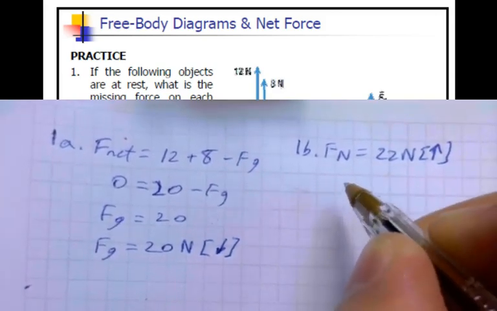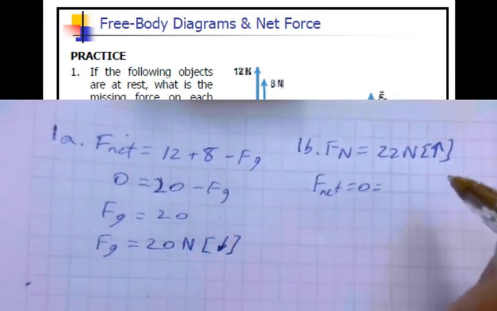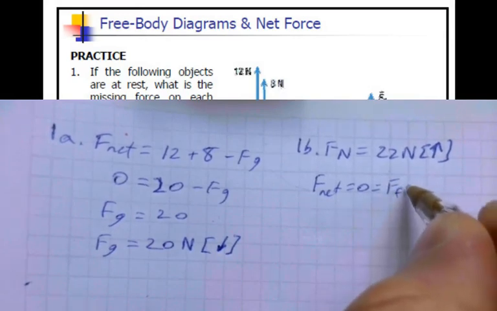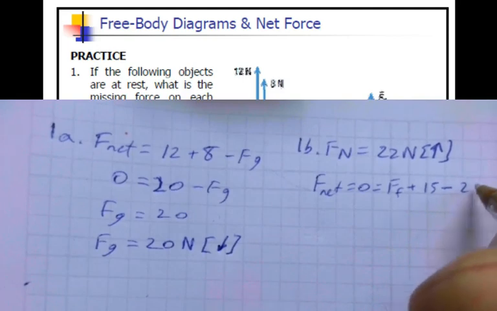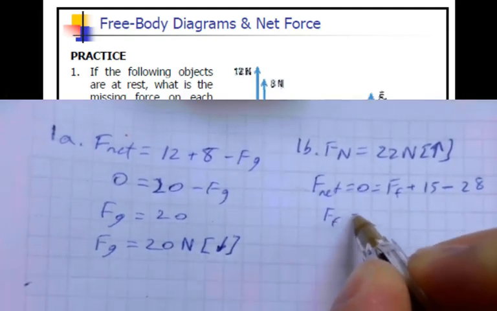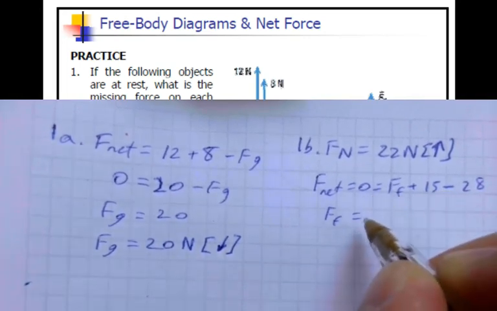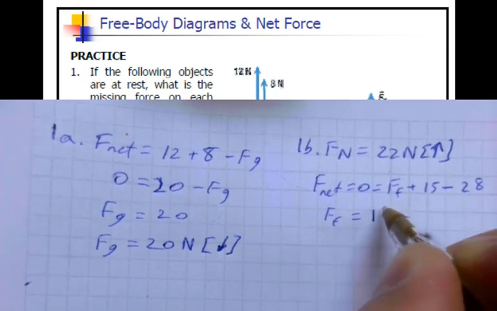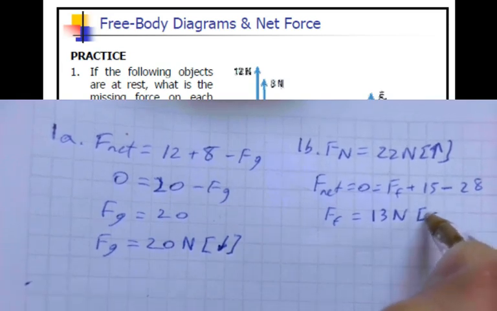For the others, F net equals 0, it would equal F plus 15, that's the ones acting to the left, minus 28. So the F would be, the 28 would move to that side, and then subtract 15 from it. 28 minus 15 would be 13 newtons acting to the left.